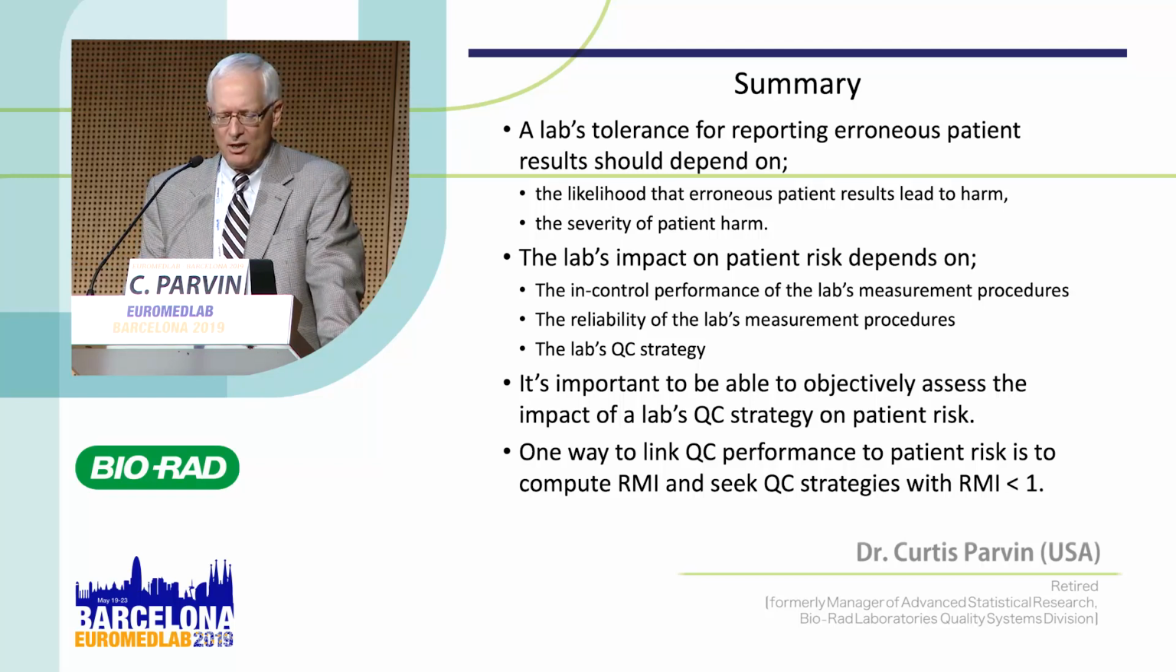One way of linking QC performance to patient risk is to compute an RMI by computing the predicted probability of harm and dividing by the acceptable probability of harm, and seeking QC strategies where the RMI is less than 1. And again, I wouldn't expect you to be able to compute an RMI, but with my assistance, Bio-Rad has developed software, called Mission Control, that can make all these computations. So this is just a tool you should be able to use just like you'd use a chemistry analyzer to get information that helps you, instead of diagnosing a patient's situation, diagnosing your quality control strategy.